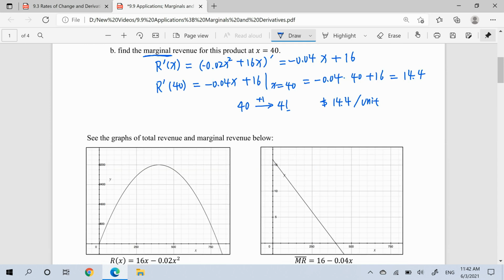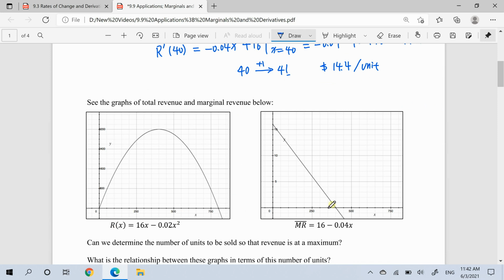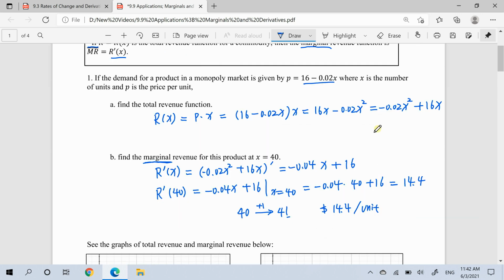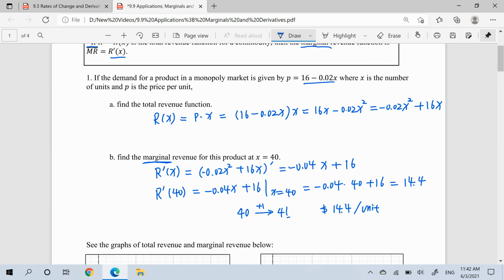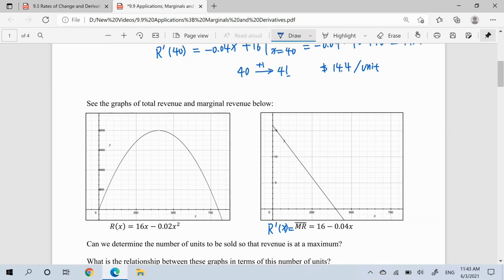Okay, let's see the graphs for the revenue function and its corresponding marginal revenue function, which is just a derivative. Because this revenue function is a quadratic function, as we already learned, the coefficient a of x squared is negative 0.02, less than 0. So the graph opens down. We have a vertex, right? It is the maximum. You see the vertex is here. We see the graph increasing, then decreasing.